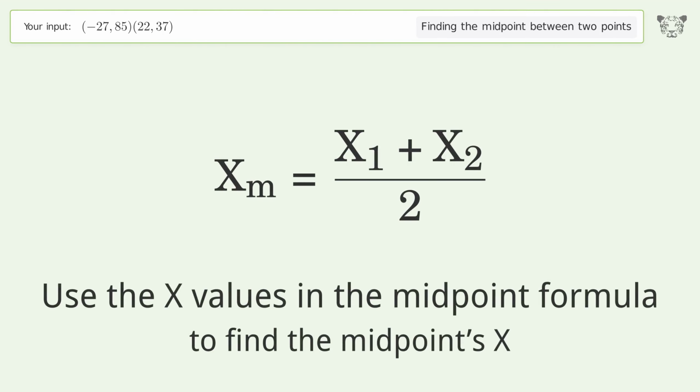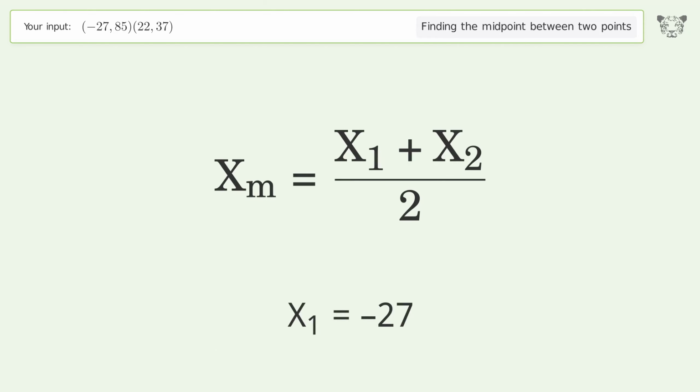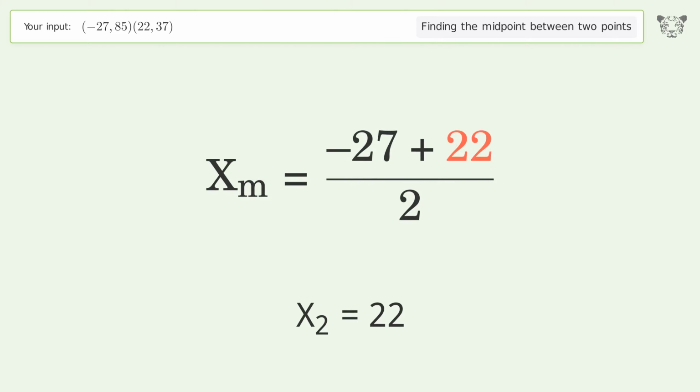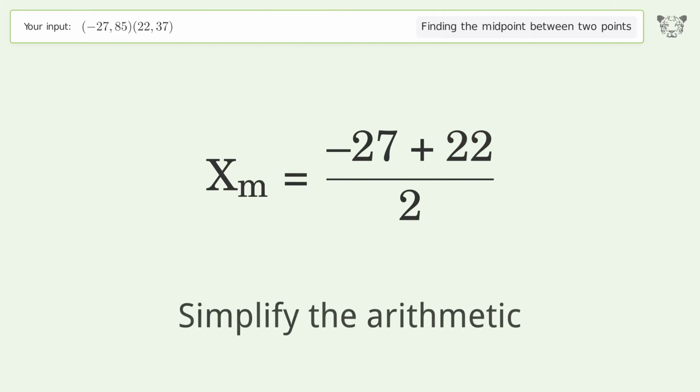Use the x values in the midpoint formula to find the midpoint's x. x1 equals negative 27. x2 equals 22. Simplify the arithmetic.